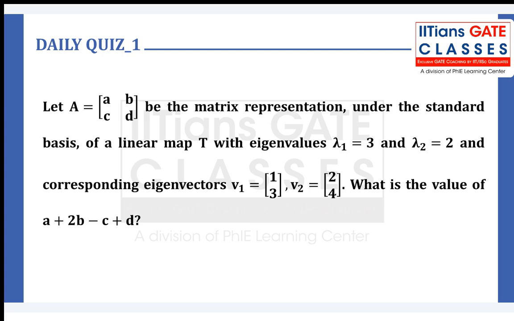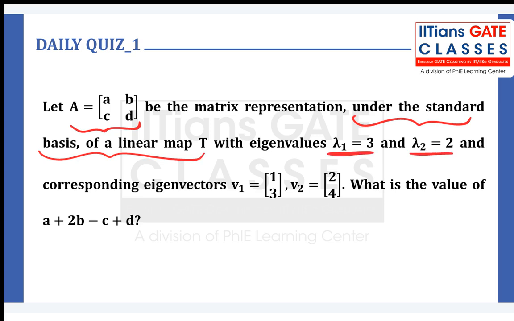Now the first question is, a 2 by 2 matrix is given, capital A, and under the standard basis of linear map T with eigenvalues. See, this whole thing, usually this kind of thing is there in some questions just to confuse students. They will give you this unnecessary part, but this part is not required to solve this question at all. Okay, what is required is, you are given 2 eigenvalues.